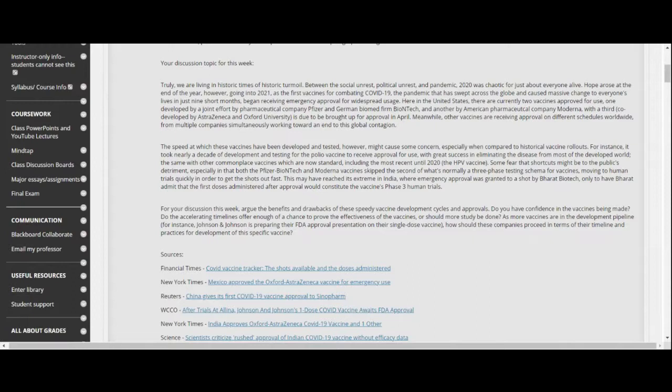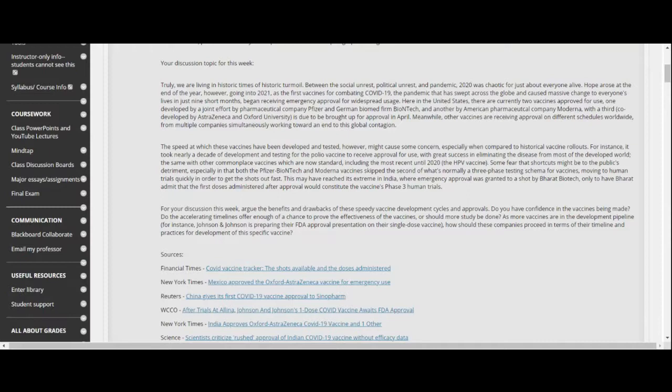Here in the United States, there are currently 2 vaccines approved for use. One was developed by a joint effort by pharmaceutical company Pfizer and German biomed firm BioNTech, and another by American pharmaceutical company Moderna, with a third, co-developed by AstraZeneca and Oxford University, due to be brought up for approval in April. Meanwhile, other vaccines are receiving approval on different schedules worldwide, from multiple companies simultaneously working toward an end to this global contagion.